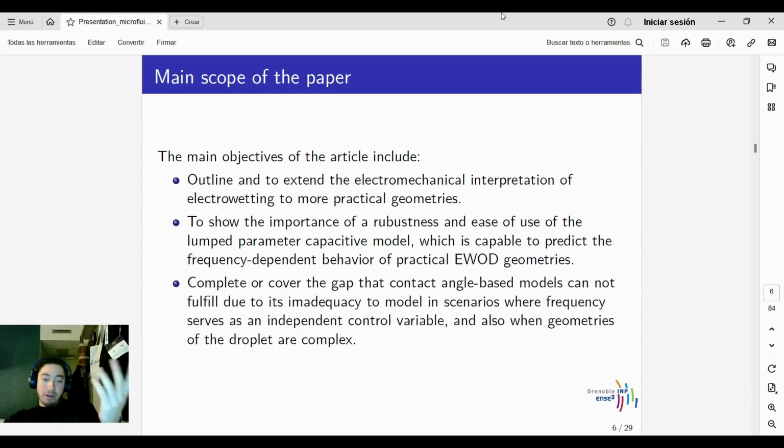And also the objective is to cover the gap that the models based on the contact angle have, because in these cases they don't consider cases where the frequency is an independent control variable, or the cases where the geometry of the water drop is not that simple.